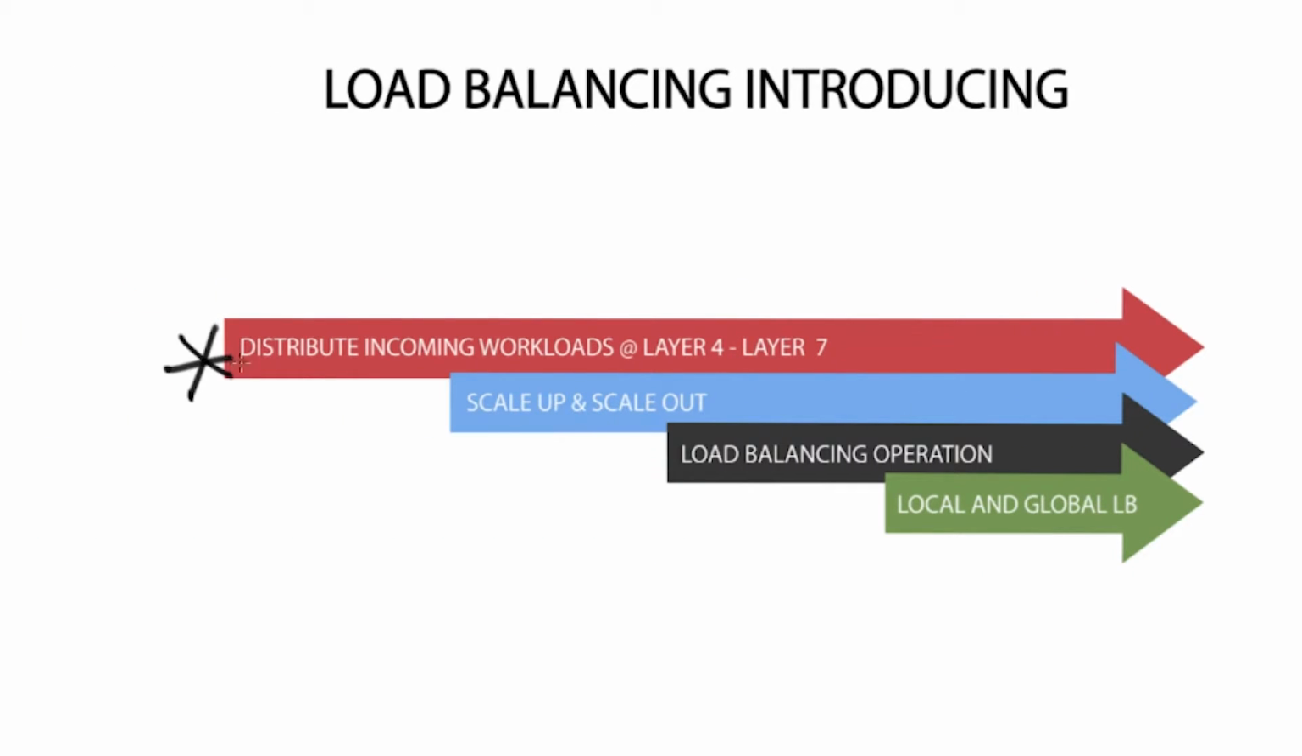Load balancing is the ability to distribute incoming workloads to multiple end stations based on some kind of algorithm. Load balancers operate at different OSI layers, and the common operation is between layer 4 and layer 7. Each network hosts unique applications with different requirements.